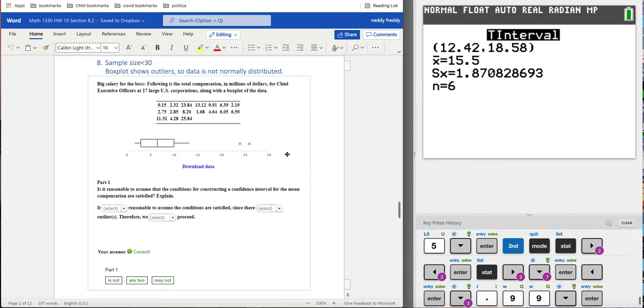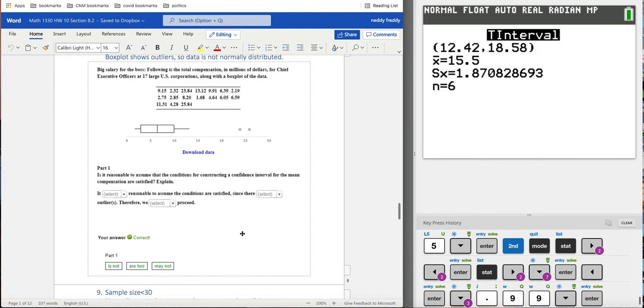Here we've got one that shows outliers. It's got this box plot and is asking us if the conditions for constructing the confidence interval are satisfied. This is a rare case where you're actually going to say no to that, and that's because there are two outliers. So anytime it gives you a box plot, it looks like this, and then the X's indicate outliers. If there are outliers, then you can't assume that the conditions are satisfied, and therefore the problem ends at that point because you can't do any of the calculations.